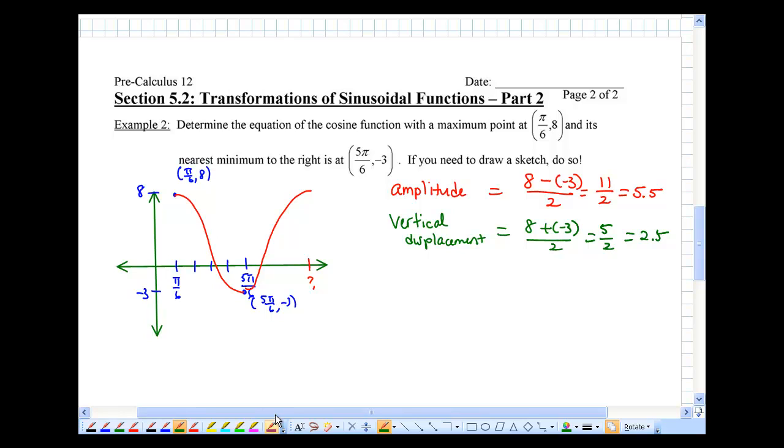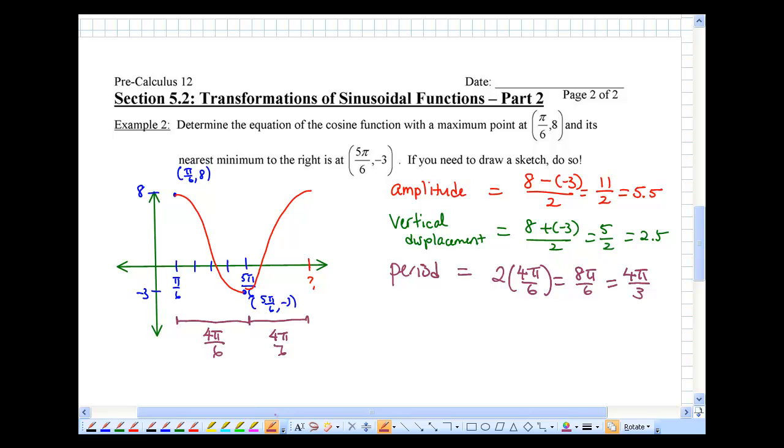Alright, period is next. Well, I guess I know this distance, pi over 6 to 5 pi over 6, that's just 4 pi over 6. Is that actually the period? It's actually not, because the period is actually double that. That's only from the max to the min. I'm going to go back up to the max for the period. So I guess I should just double that 4 pi over 6, because this is also 4 pi over 6, right? So the period is just doubling of 4 pi over 6. And that would be 8 pi over 6, or 4 pi over 3.